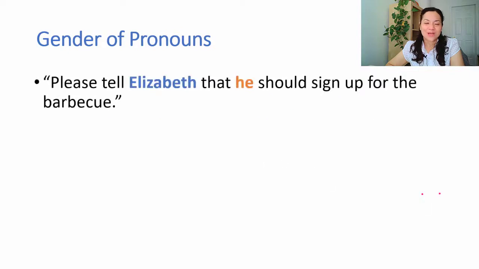A similar error may occur in terms of gender. Please tell Elizabeth that he should sign up for the barbecue. Because I know Elizabeth is a girl's name and that she prefers to refer to herself as she or her, I can change the sentence. Please tell Elizabeth that she should sign up for the barbecue. But nowadays, our ideas about gender are changing, and you can't always assume that someone refers to themselves in the masculine ways, he or him, or the feminine ways, she, her, just by their name or how they look.